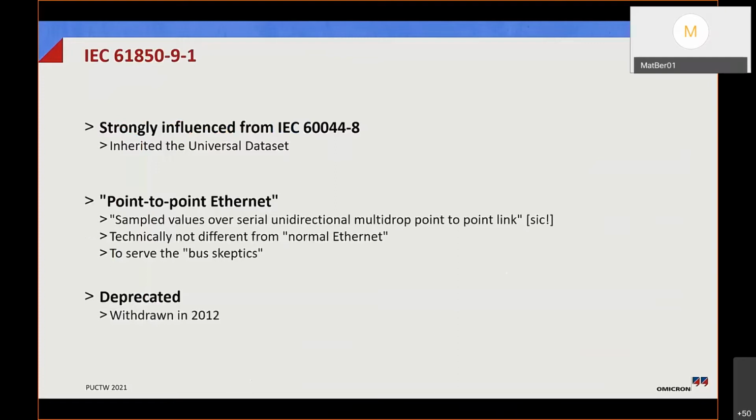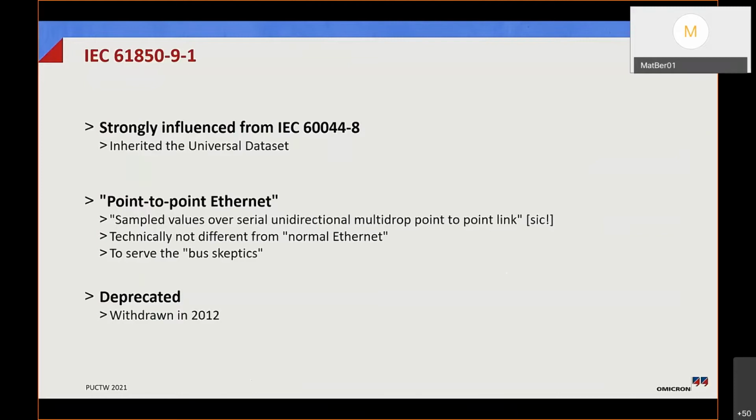And there were still a lot of skeptical people there about this idea with the process bus and so on. And all of this went into this kind of standard. It used this universal data set. So to the honor of the 644-8, but it went to Ethernet. But there were some people who insisted that this must be used only as point-to-point Ethernet. And you see here this title, sampled values over serial unidirectional and multi-drop point-to-point links. Really, I did not make up this title. I couldn't have made up this title.